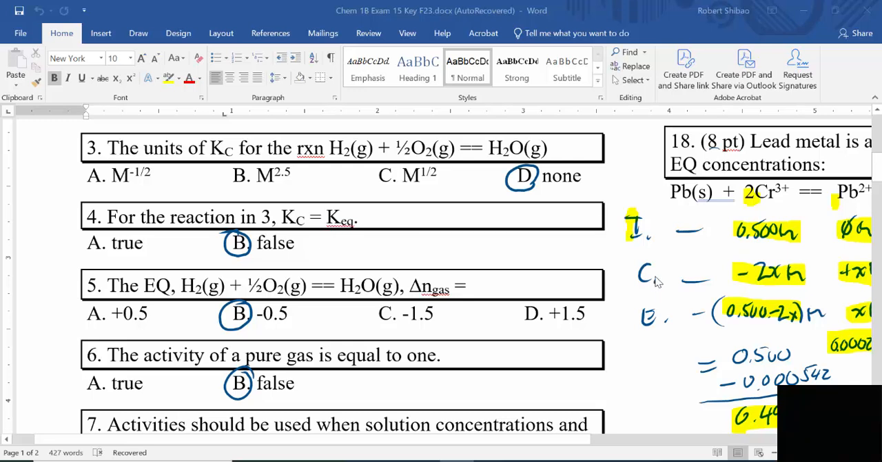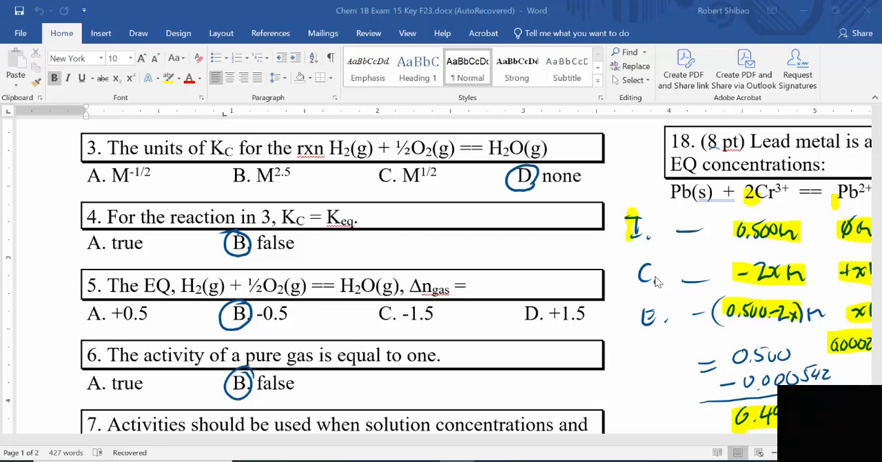For this reaction, Kc equals Keq. Is that true or false? Well, Keq's with the activities. And so it would be the activity of H2O gas divided by the activity of H2 gas times the activity of O2 gas raised to the 1/2 power, the square root.